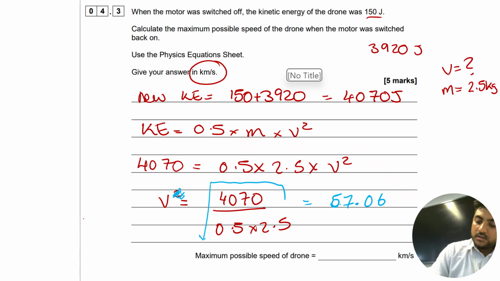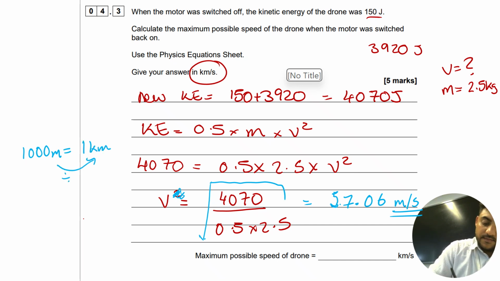57.06 meters per second. However, meters per second is not the units that we are asked to calculate this in. We need to convert from meters per second to kilometers per second. To do that, you have to understand that 1,000 meters is equal to 1 kilometer. To go from meters to kilometers, you divide by 1,000. Dividing by 1,000 on this side also, you end up with 0.057 kilometers per second.